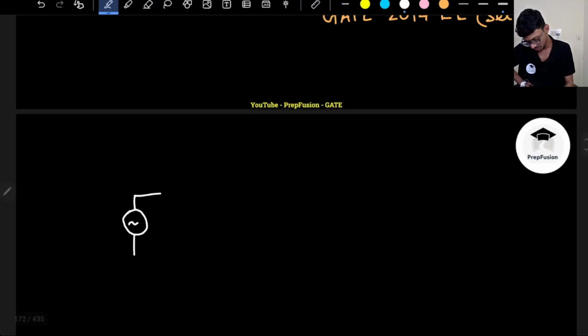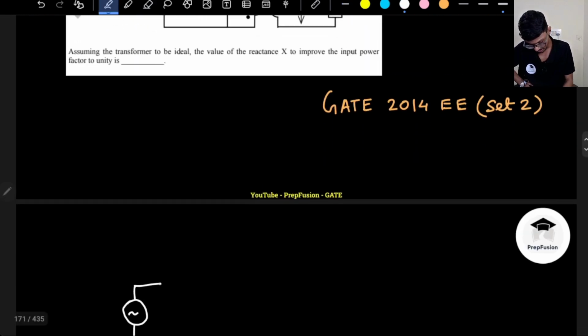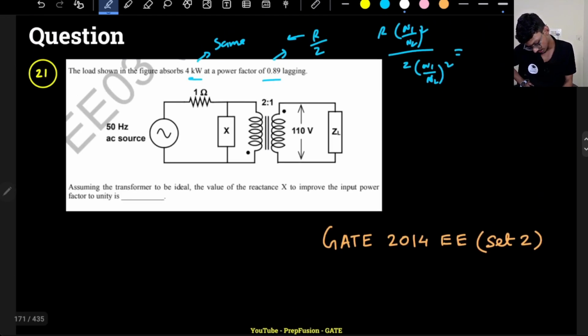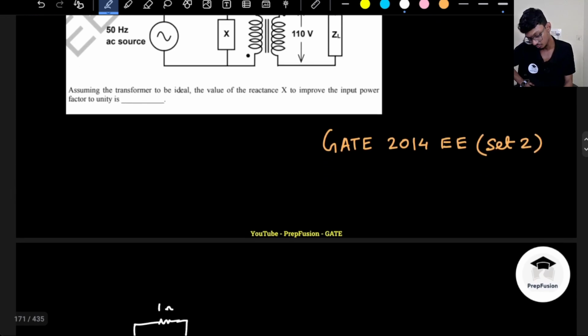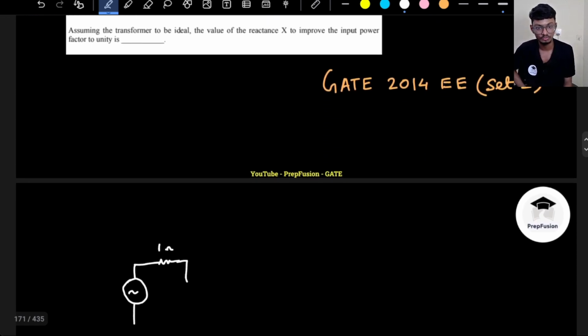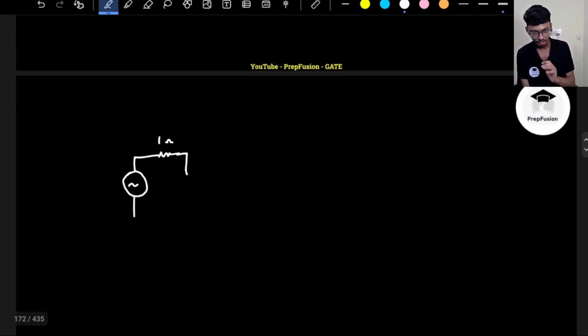Here I have the input source, and here I have this resistance that is 1 ohm, and I have to place a reactance. They are asking me the value of the reactance. What will be the value of the reactance to improve the power factor? So how to improve the power factor, we will discuss.